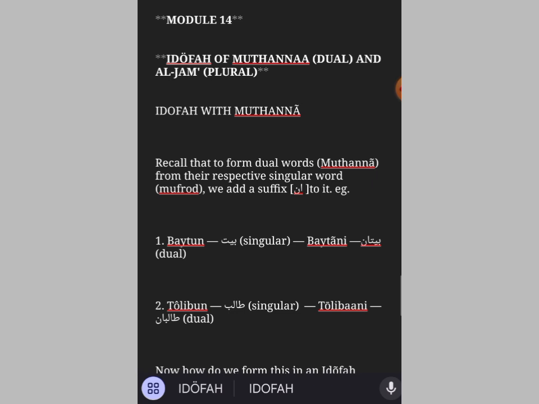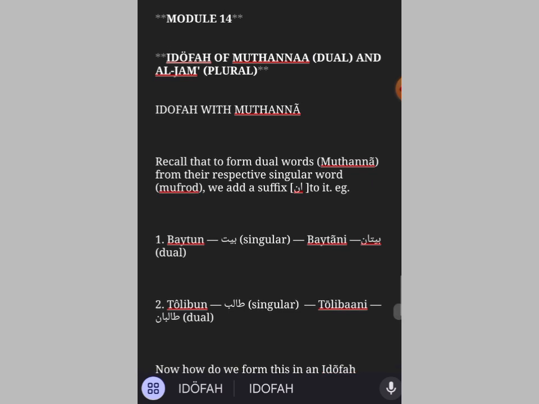In this module, we continue from where we stopped in module 13, which is all about Idoofa. In this lesson, we're going to be looking at the Idoofa of Muthanna and Al-Jibla. How do we do the relation? What's going to be the relationship between a dual noun when it is attached to another noun in a مركب إضافي to form a مركب الإضافي? So we want to look at that.